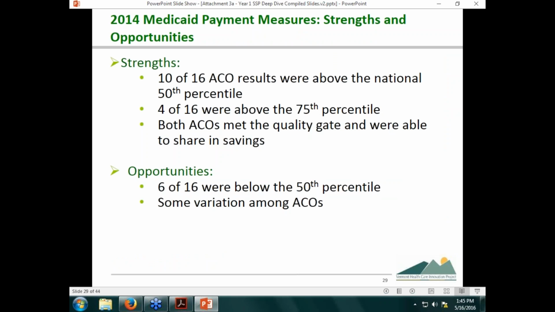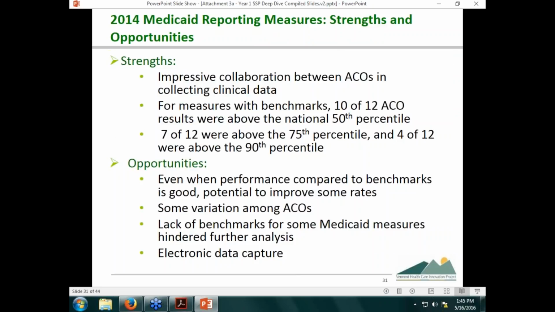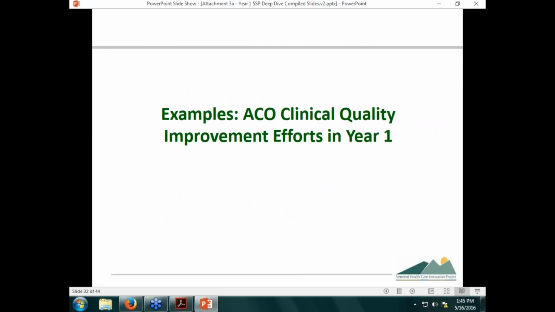Thanks so much, Alicia. And we'll have time to ask questions at the end of the session. So it looks like we're going next to the presentation from CHAC, right? So this would be Kate? Yes. Okay. So I'd like you to skip ahead to slide 31, please.